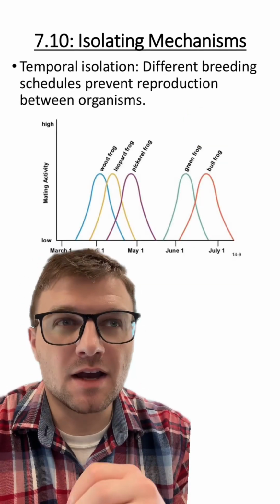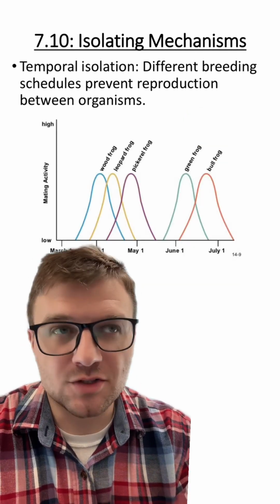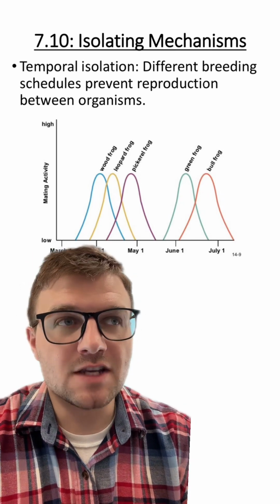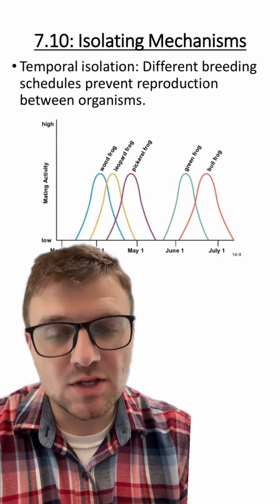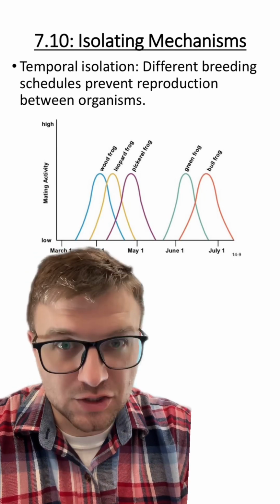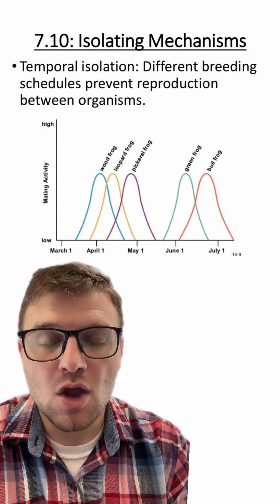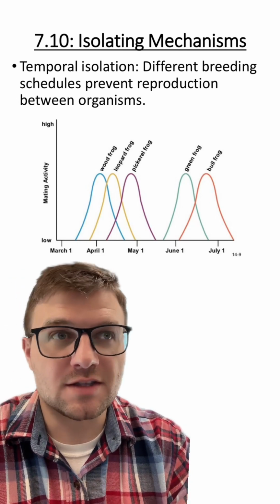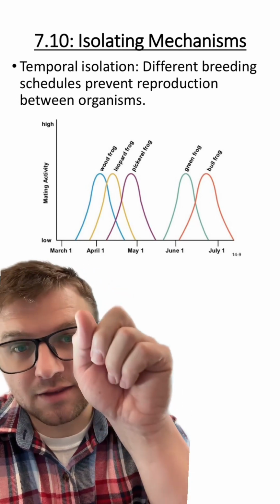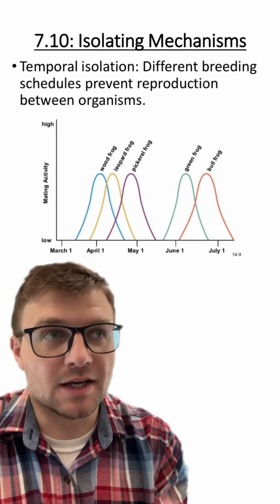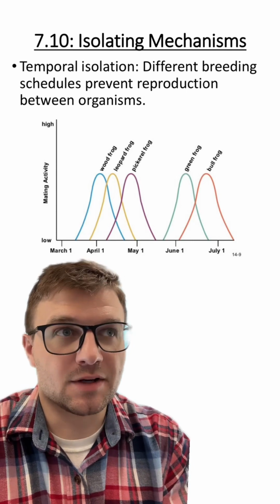Our next type of isolating mechanism is called temporal isolation. This is when different groups of organisms have different reproductive times when they go through reproduction. The example here is these different frogs having different time periods when they go through reproduction. Since they have different time periods, a leopard frog isn't going to be able to mate with a green frog because they are mating at different time periods throughout the year.